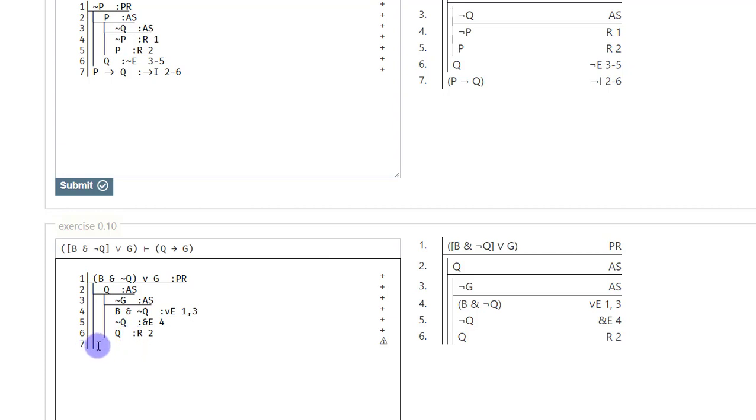That means on line 7, I can put G, okay, there, and that's against the main vertical line for this first subproof. And that's going to be negation elim 3 through 6. All right, so now I have G on line 7. That means that I can, back against the main vertical line of the entire proof, put Q arrow G. That's going to be arrow intro lines 2 through 7.